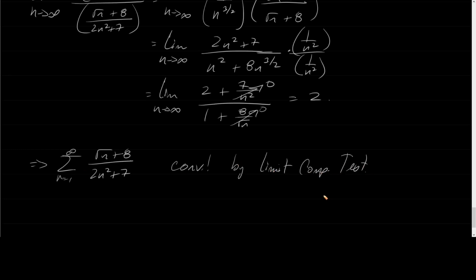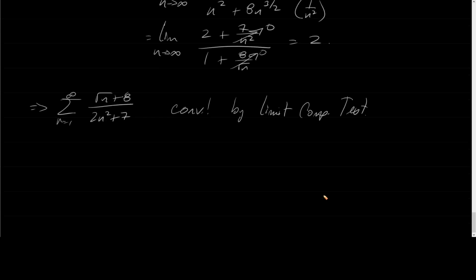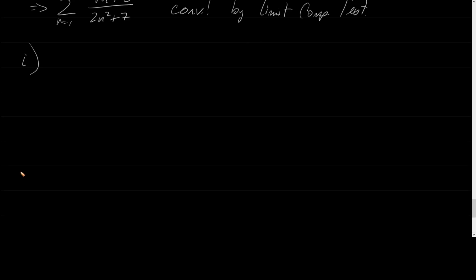All right. Cool. Next one. All right. So let's say that I had something like the series of 2 to the n times n squared over 9n to the fourth plus 1.